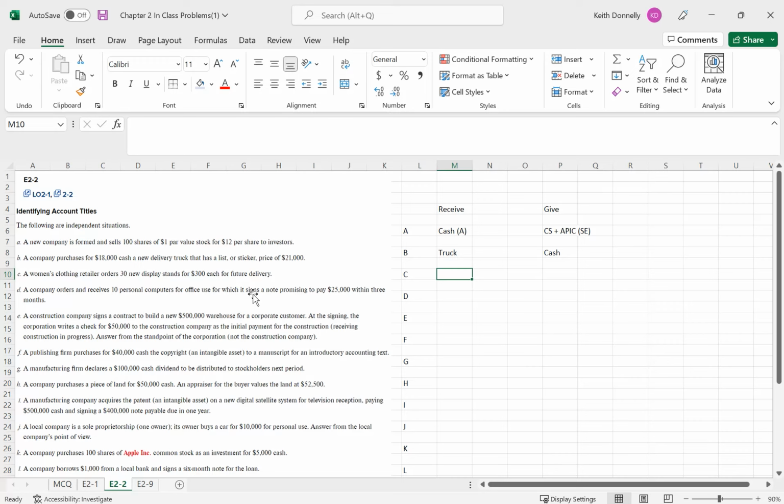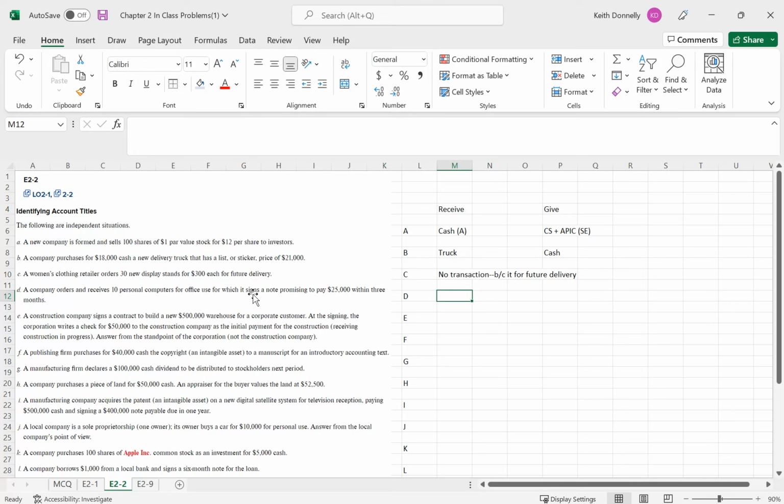C, it looks like a woman's clothing retailer ordered 30 new display stands for future delivery. This one can be a trick, right? It's not actually a transaction here because it's for future delivery.